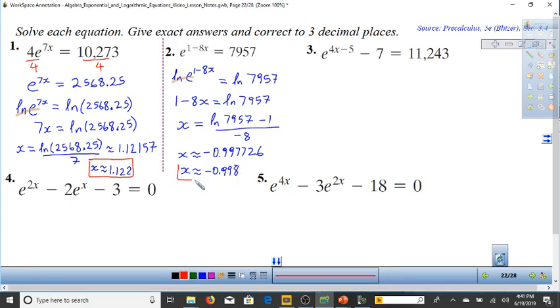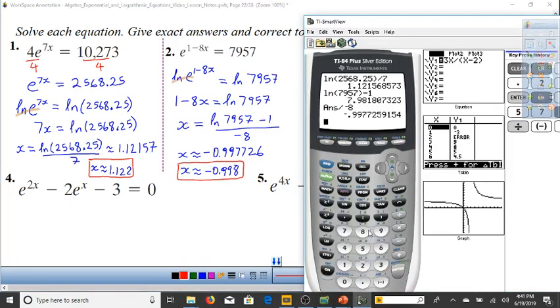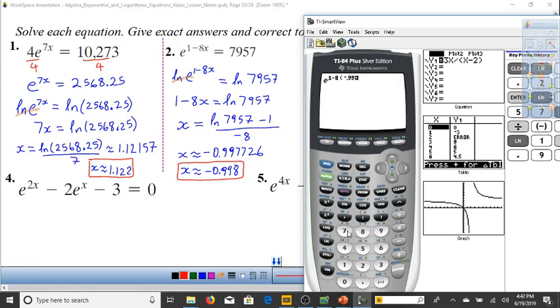We can always check that out on the calculator. We do e to the power 1 minus 8 times negative 0.998. It's not going to give us the exact answer, but it should give us something reasonably close, 7974.46.